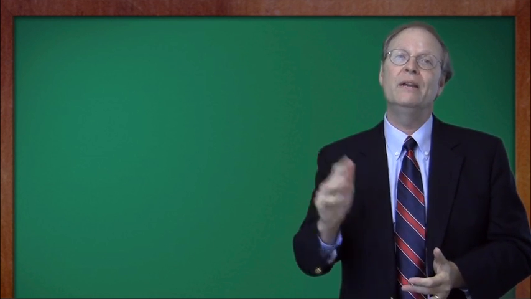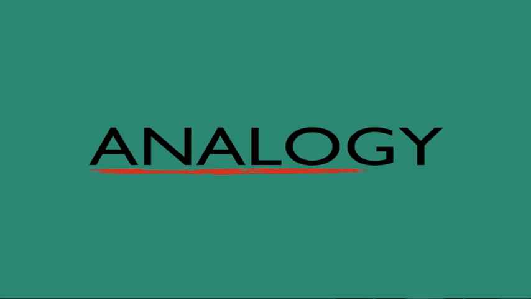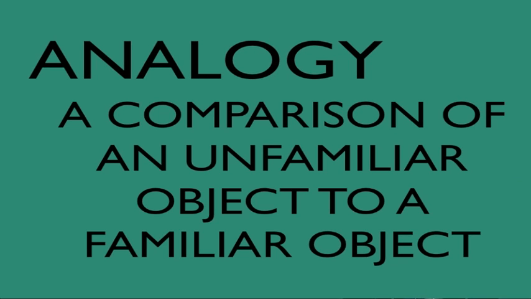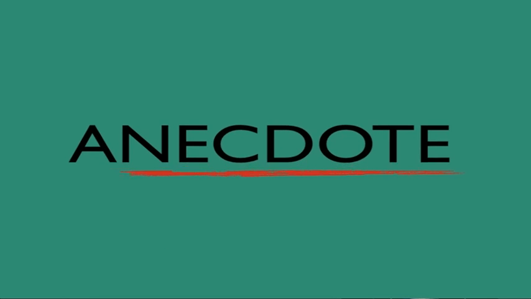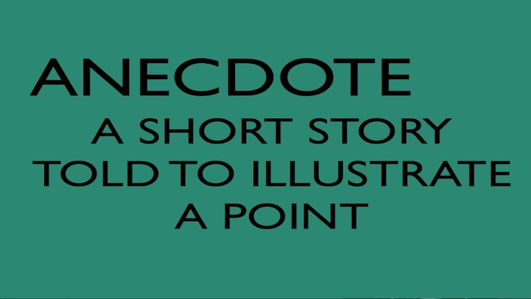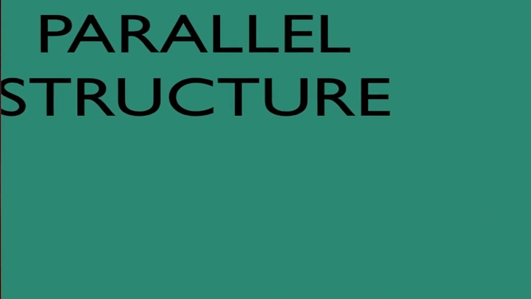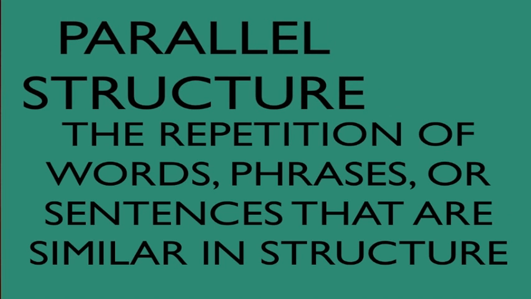We've looked at 3 rhetorical devices. First, an analogy is a comparison of an unfamiliar object to a familiar object. Second, an anecdote is a short story told to illustrate a point. And third, parallel structure is the repetition of words, phrases, or sentences that are similar in structure.